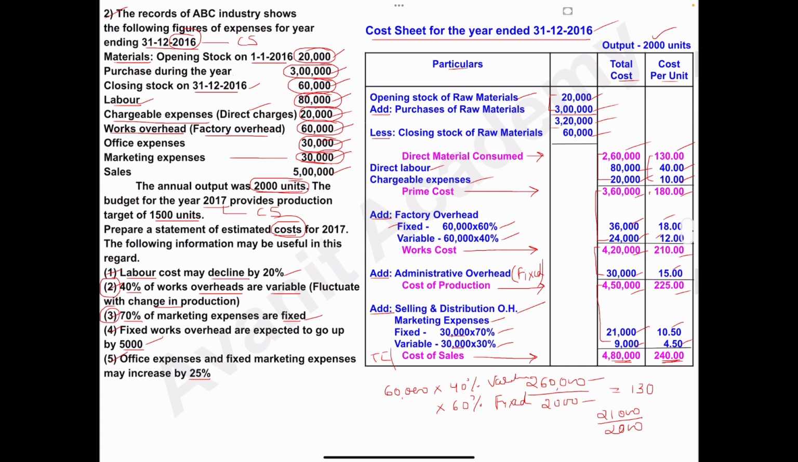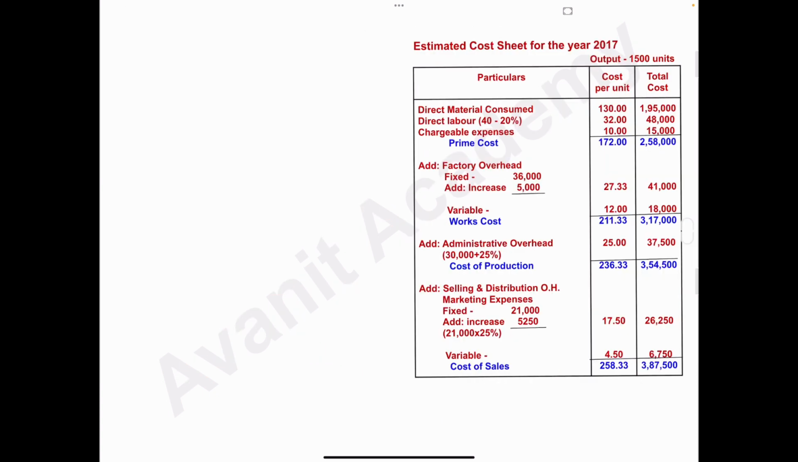Cost of sales or total cost 4,80,000, cost per unit 240. Next is estimated cost sheet for the year 2017. You can write the heading estimated cost sheet for the year 2017. During this period 2017 output is 1500 units, mentioned in the problem. Columns are particulars. Here first we have to take cost per unit and then total cost.